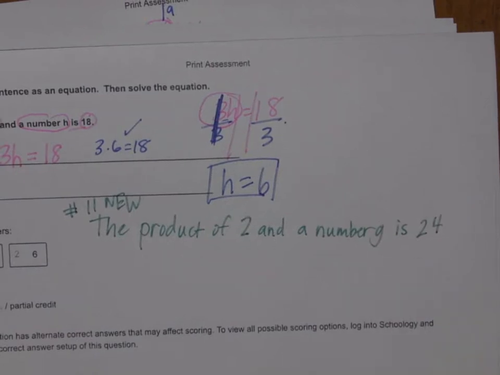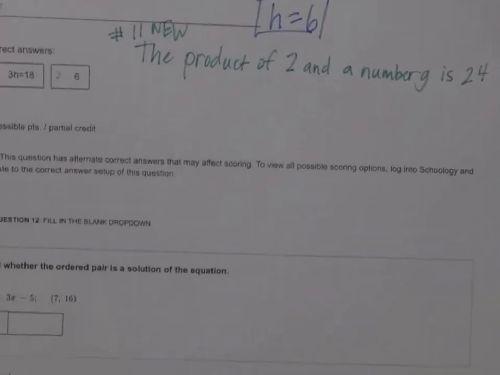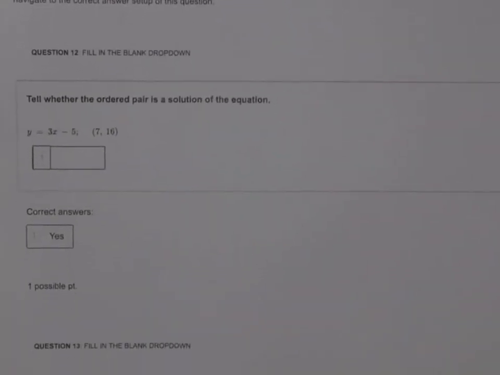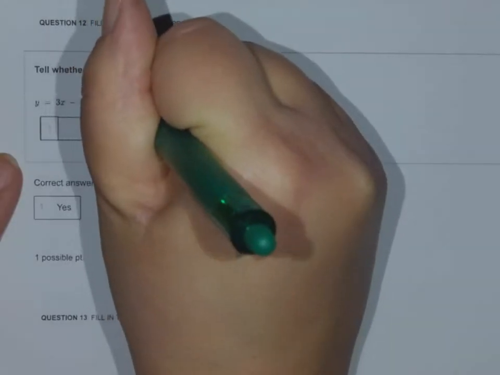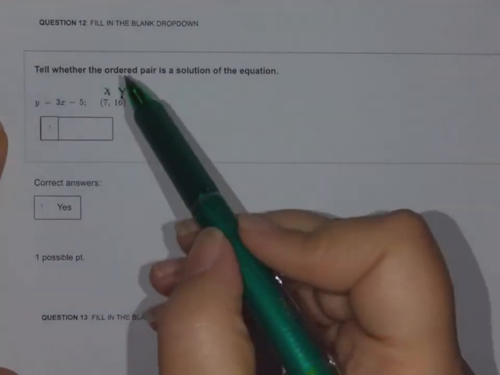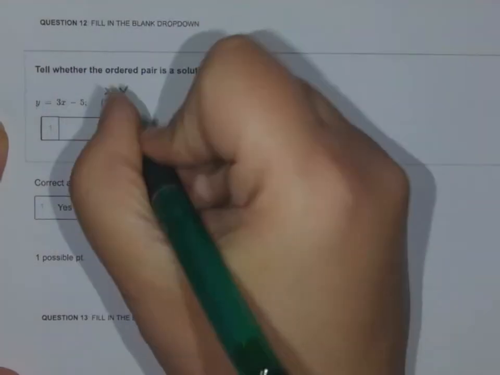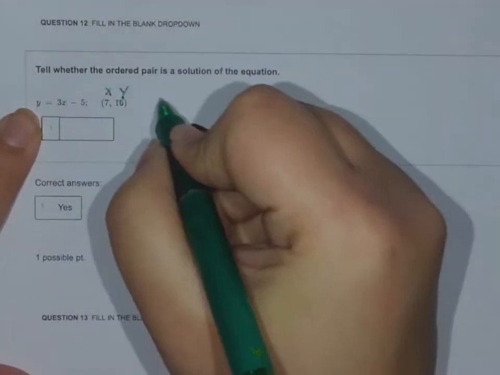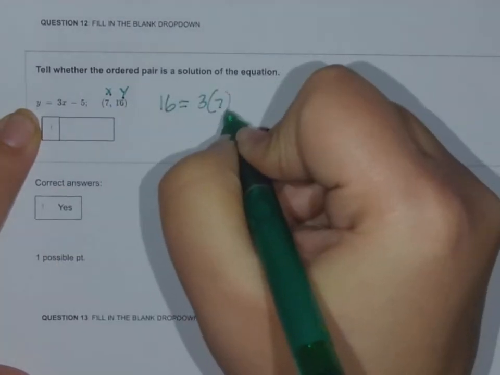Okay, number 12. This is telling whether the ordered pair is a solution of the equation. So remember, when you have an ordered pair, the first number is always your x, and the second number is always your y. So now I'm going to plug those values right into the equation and substitute them. So where y is, I'm going to put the 16. And where x is, I'm going to put the 7.